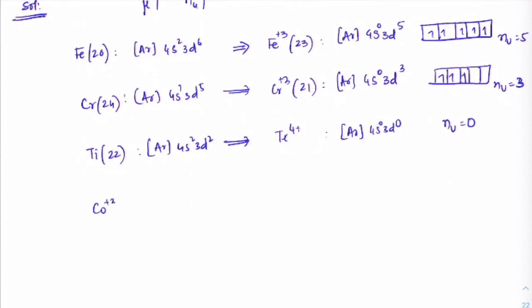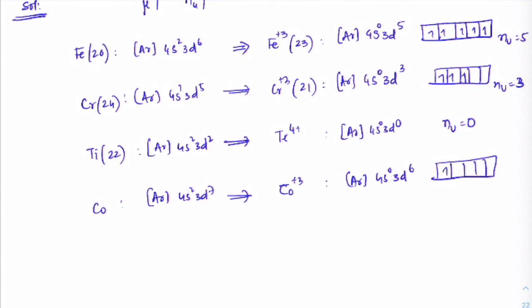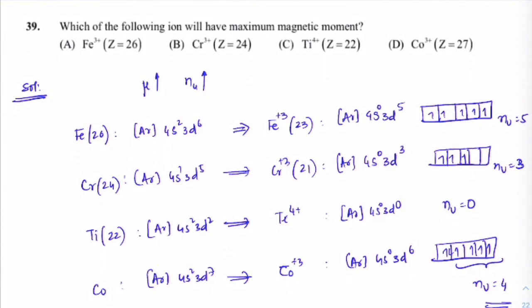Cobalt plus 3. Cobalt is supposed to be 4s2 3d7. If cobalt becomes cobalt plus 3, this will become 4s0 and 3d6. See, 3d6 would have 1, 2, 3, 4, 5, 6, so the number of unpaired electrons would be only 4. Our question is, which one will have the maximum number of unpaired electrons, because that would have the most magnetic moment. So our answer should be A. Okay guys.